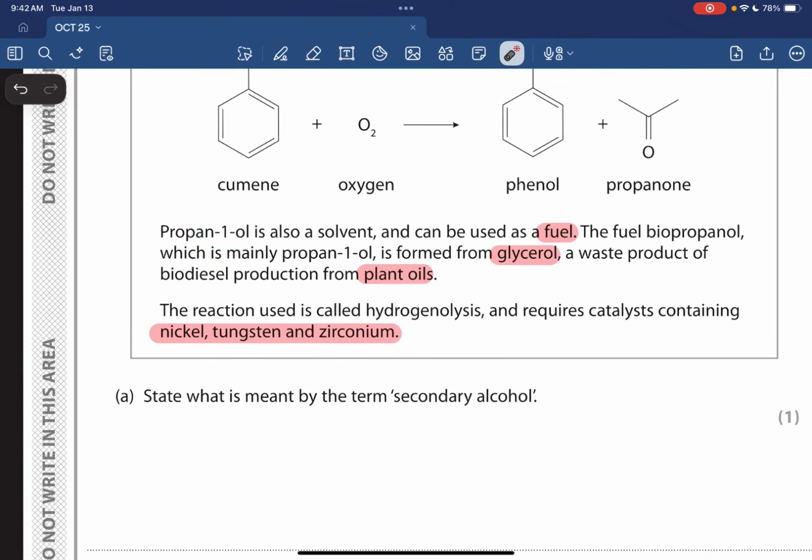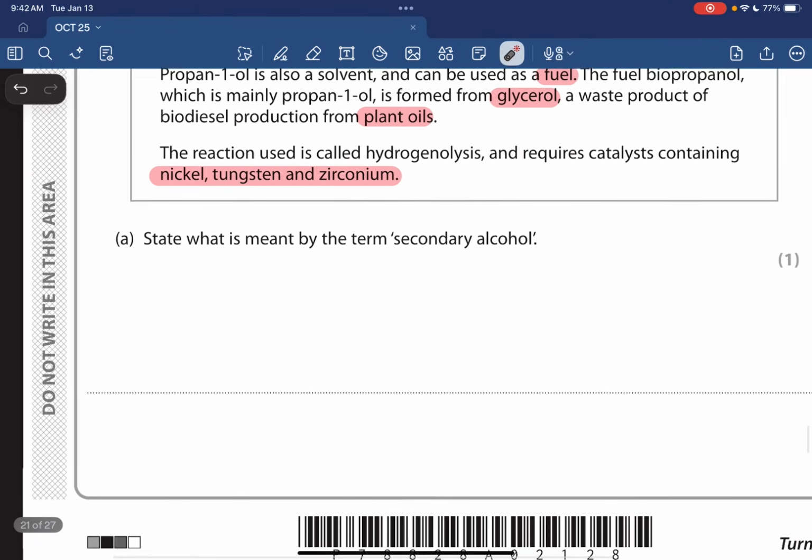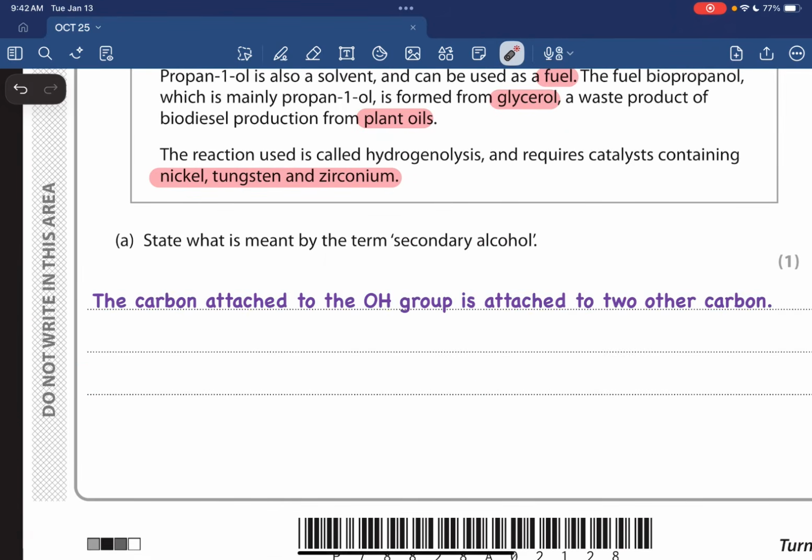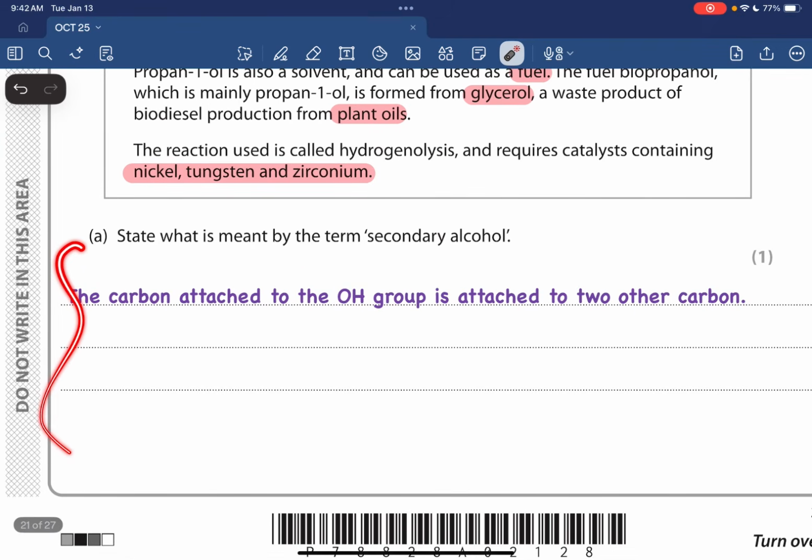Propanol is a solvent that is used as a fuel. The fuel biopropanol is mainly propanol that is formed from glycerol, a waste product of biodiesel production from plant oils. Okay, the reaction used is called hydrogenolysis and requires a catalyst containing this. Okay, understood. Now, state what is meant by the term secondary alcohol. I have already shown you and explained what this means in the above part. Okay, so this is it.